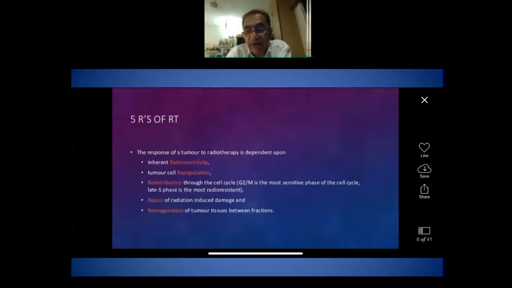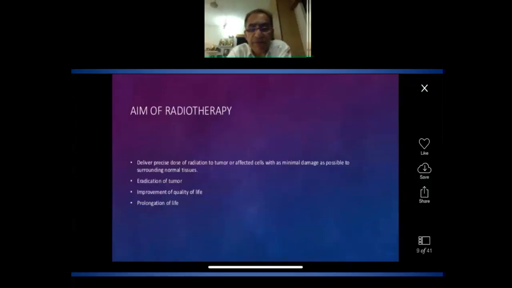And between fractions, we give one fraction of radiation today, and the next fraction tomorrow. Even 24 hours is enough for these tumor cells to undergo what is called repair. So there is a repair of radiation-induced damage, and there is also a reoxygenation of the tumor tissues, which occurs between fractions. One of the main aims of radiotherapy is to deliver a very precise dose of radiation to the tumor and try to minimize damage as much as possible to the surrounding normal tissue.